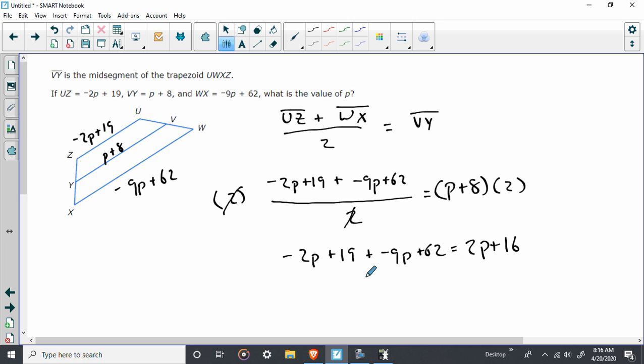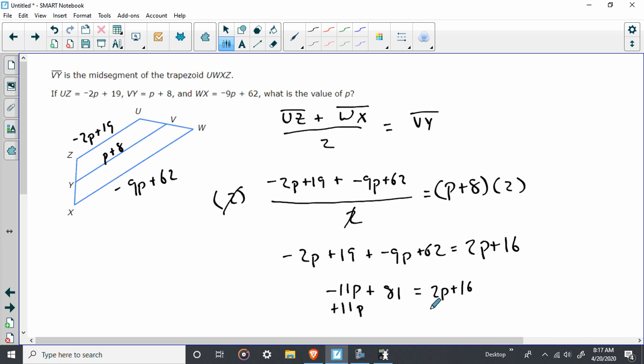All right, so now let's go ahead and simplify. Negative 2 and negative 9 is going to make negative 11. 19 plus 62 is going to be 81, I think. Yes. Okay, and that's going to equal 2p plus 16. Okay, let's go ahead and add 11p to both sides.